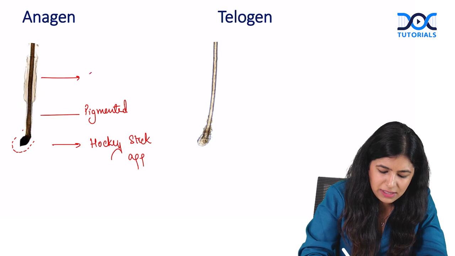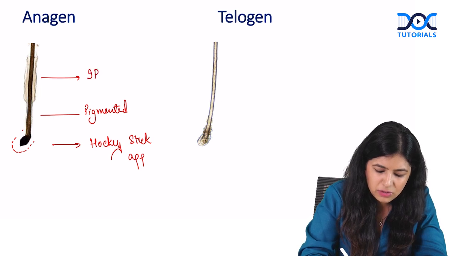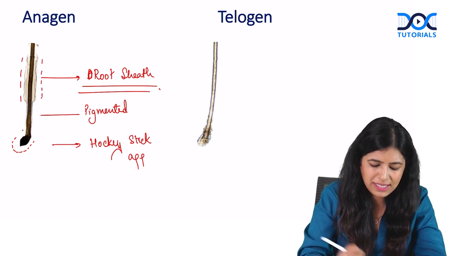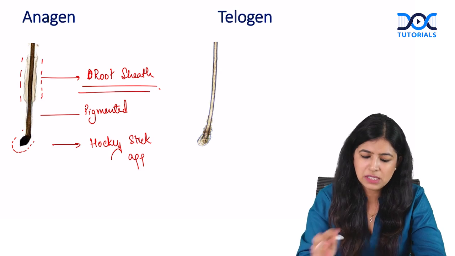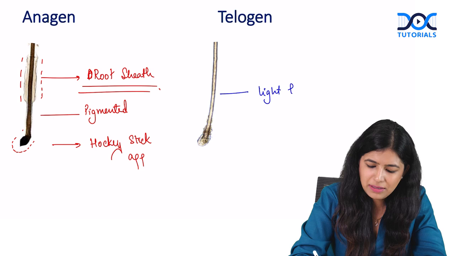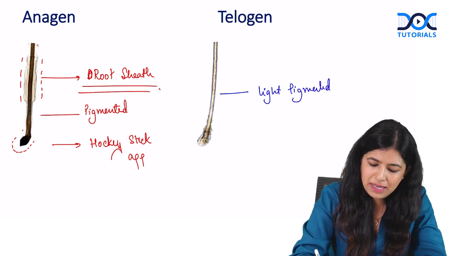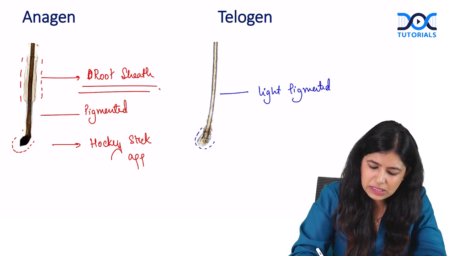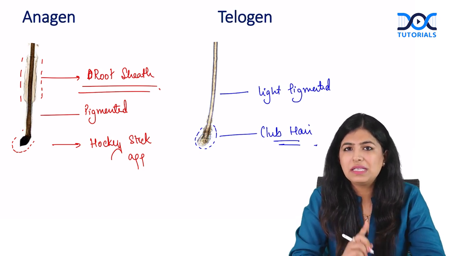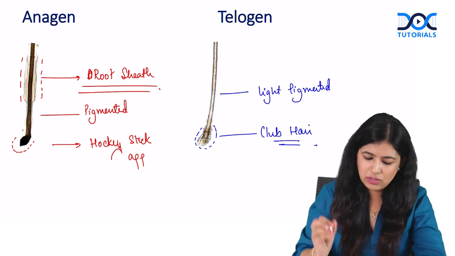Another finding that you see here is the root sheath. This is visible when you pluck an anagen hair or when you see it under the microscope, you see the root sheath and the hockey stick. On the other hand, the telogen hair is lightly pigmented, and the bulb here is in the shape of a club, which is why it is called the club hair. So the difference between these two appearances you should be knowing.